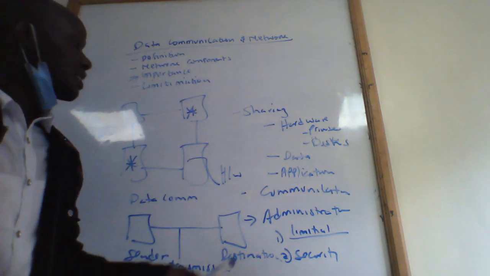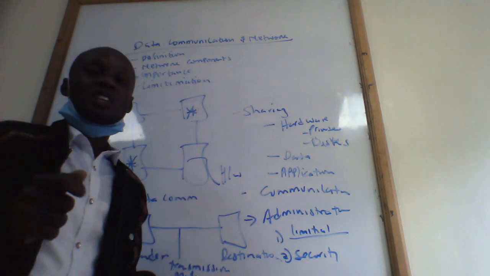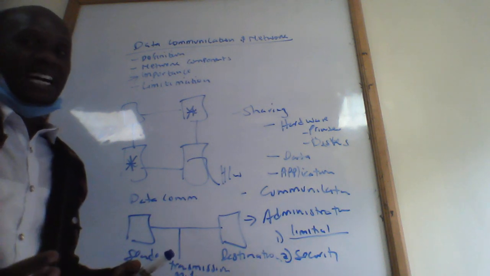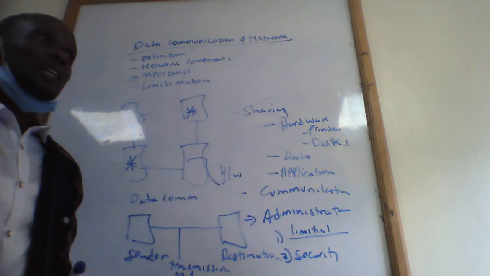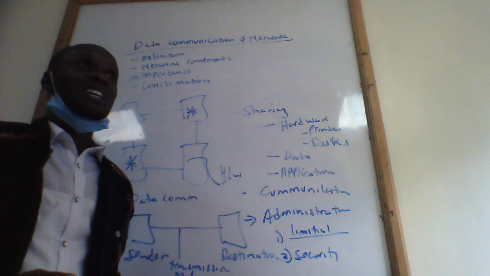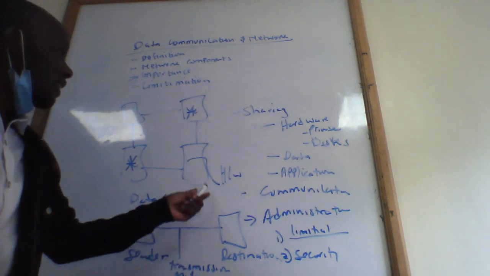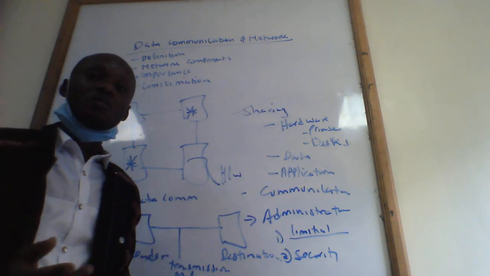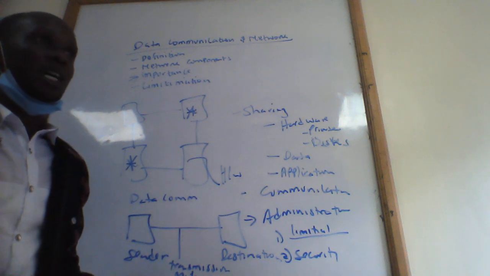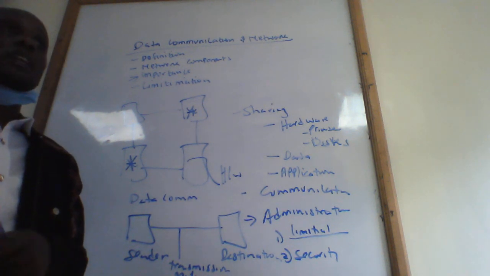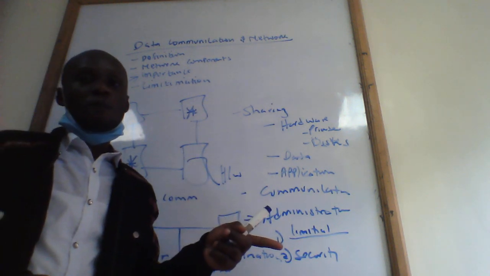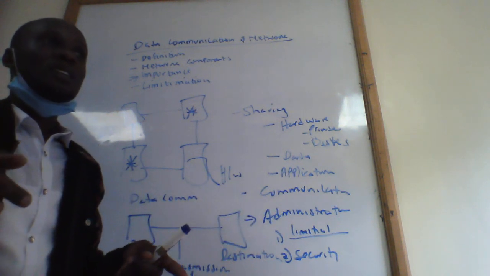If a resource is on the network, such a resource is prone to what we call attack. In terms of data, viruses can easily spread on the network. If one computer is infected with a virus and that computer is on a given network, it runs a risk of infecting other computers, and that virus can easily spread.